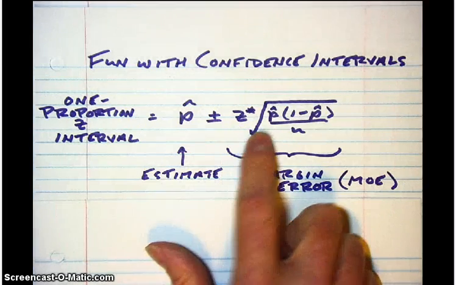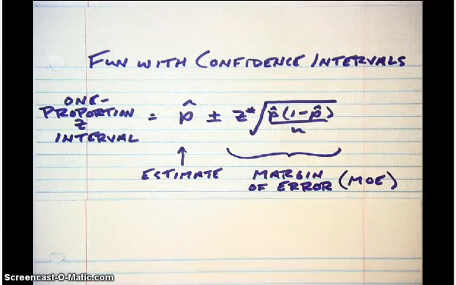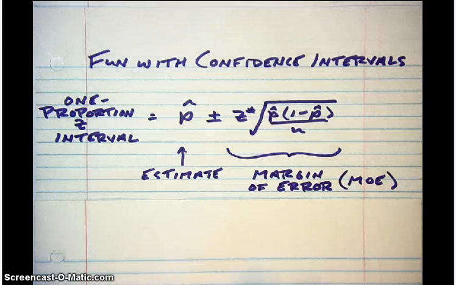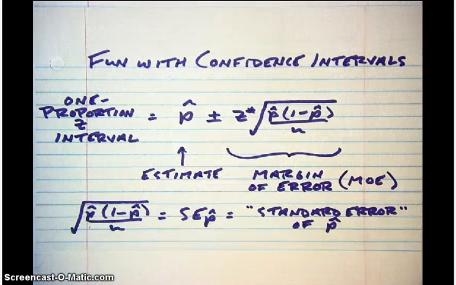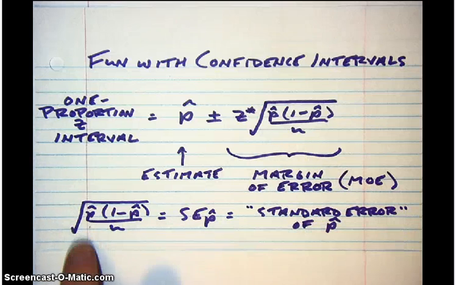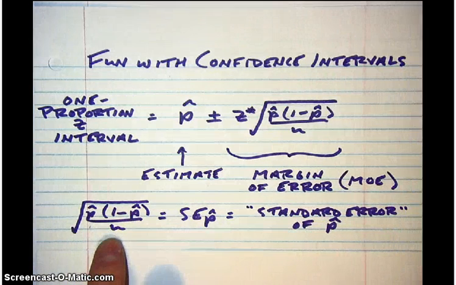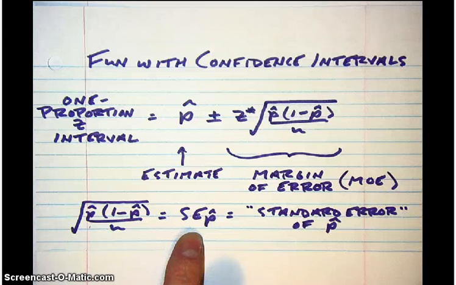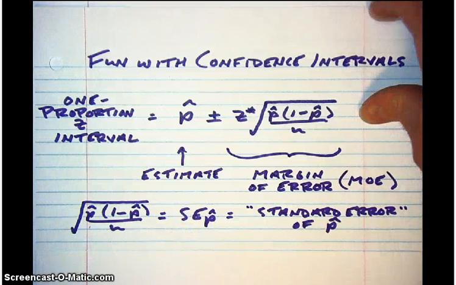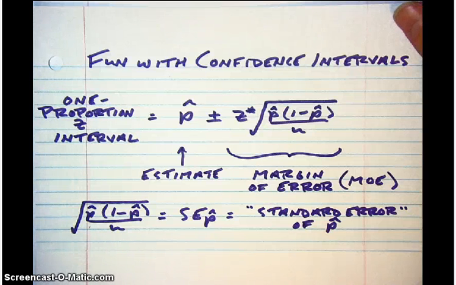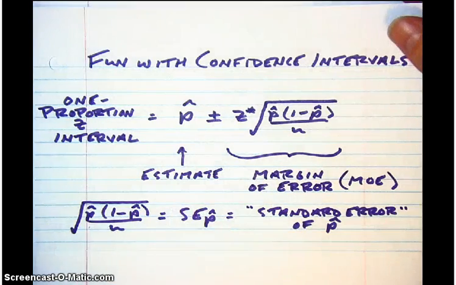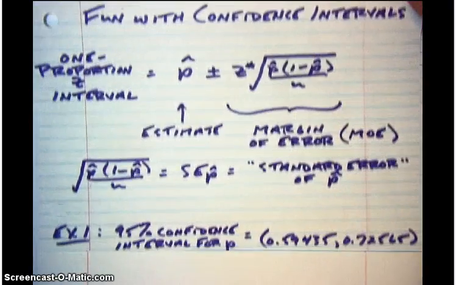Z star times this square root expression is the margin of error, which consists of two parts. Z star is the critical value, and this part, the square root of p hat times 1 minus p hat over n, is the standard error of p hat. Now, if you know the boundaries of a confidence interval and you know the level of confidence, you can figure out a lot about these other components that are in this formula right here. And that's what we're going to do next.